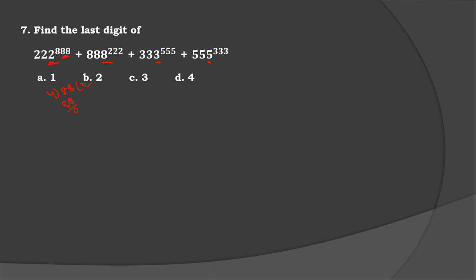This is nothing but what? 2 power 0th position, right? Plus next one is what? 8 power 22 divided by 4. So 22 divided by 4, power cycle 4, right? 5 times 4 is 20, the remainder what? 2. 8 square, right? It is 8 square.